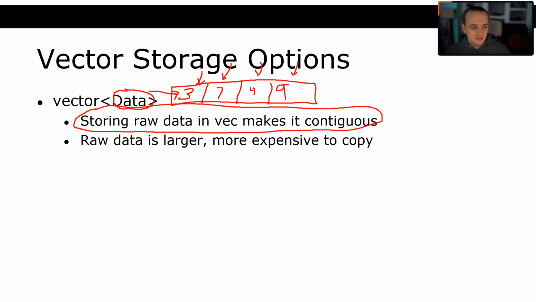The data is larger, but more expensive to copy. So for example, if I was storing entities in here, and let's say my entity took up, I don't know, a kilobyte of space, then yes, they would be contiguous in memory, but if my cache size is less than a kilobyte, then it doesn't matter that they're contiguous in memory, right? Because my cache isn't going to be getting them all anyway. So the larger your data becomes, the less you care about storing raw data contiguously.